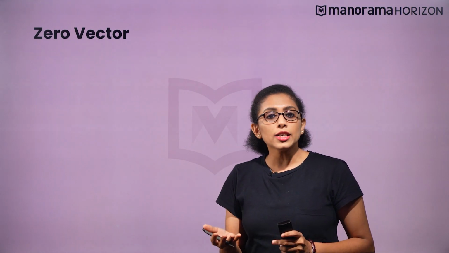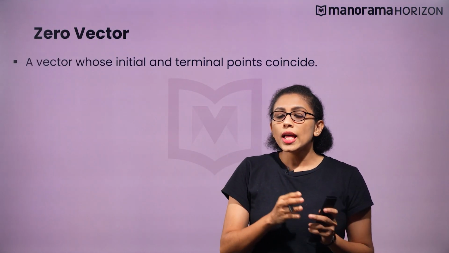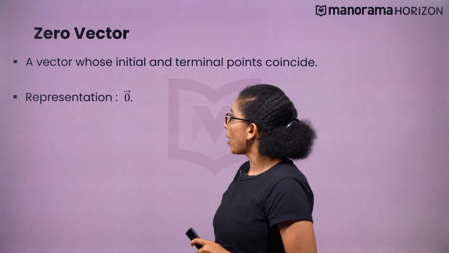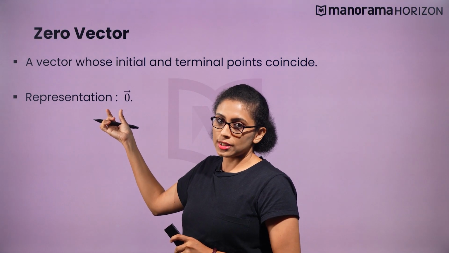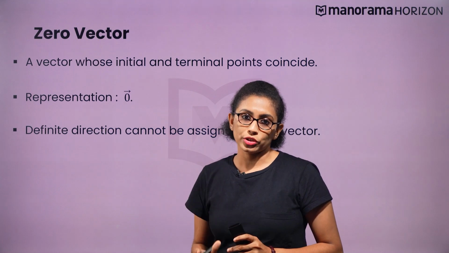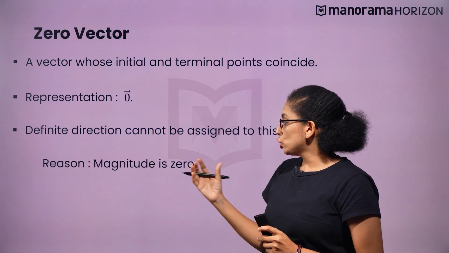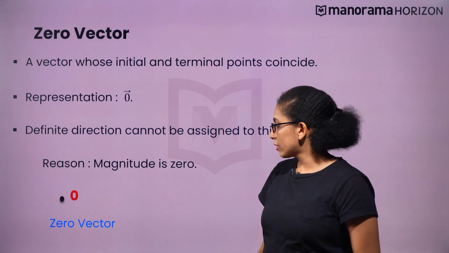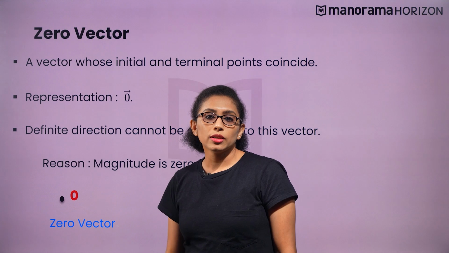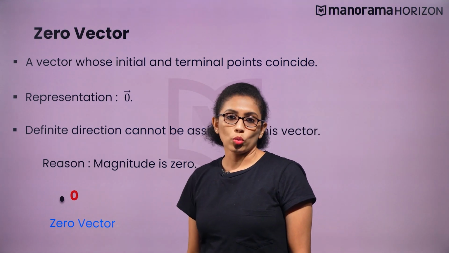From the name itself, we may identify that it is a vector having zero magnitude. To be more precise, it can be defined as a vector whose initial and terminal points coincide with each other and is denoted by a zero vector, 0. And there is no specific direction assigned to this vector as the magnitude is 0. Here is a graphical representation, and a dot is used to represent it with a 0 written above.